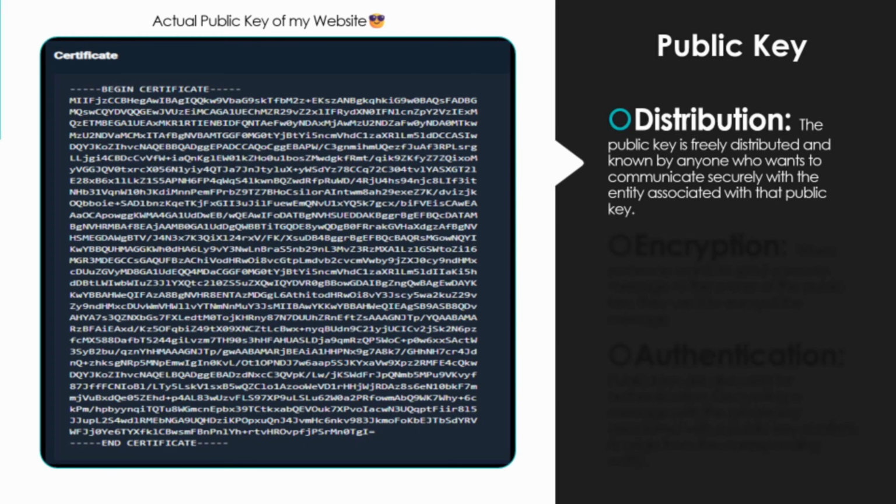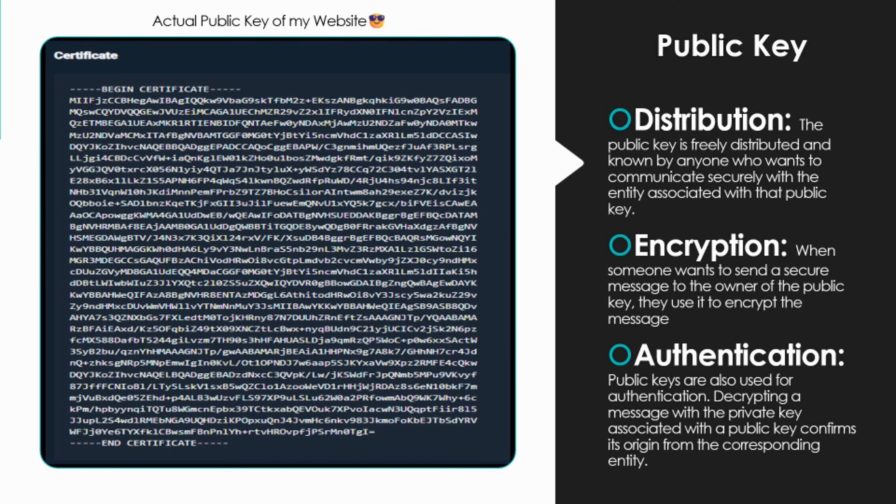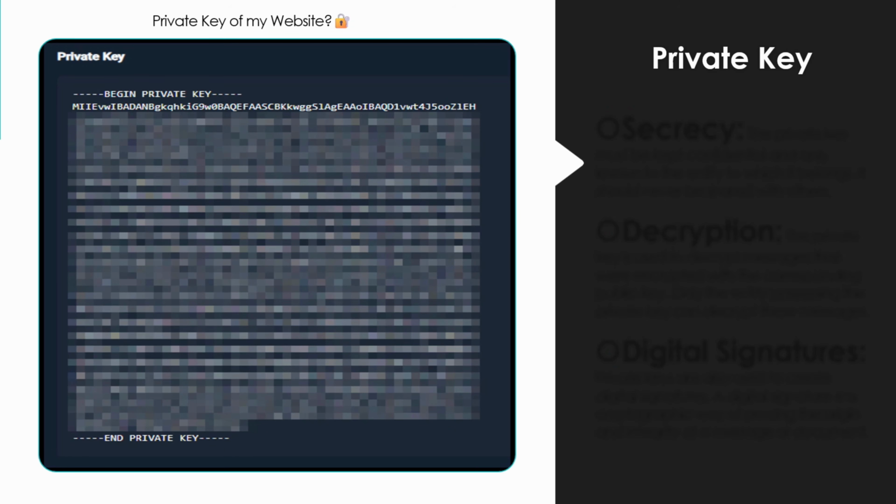Distribution. The public key is freely distributed and known by anyone who wants to communicate securely with the entity associated with that public key. Encryption. When someone wants to send a secure message to the owner of the public key, they will use it to encrypt the message, and not the private key, as we have learned before. Authentication. The public key is also used for authentication. Decrypting a message with the public key associated with the private key confirms the origin from the corresponding entity. In this case, the private key will be used to encrypt the message and the public key will be used to decipher the message. Now we will talk about the private key.